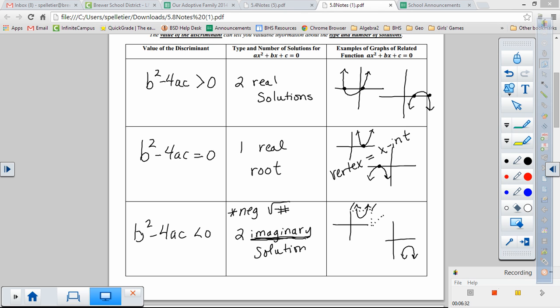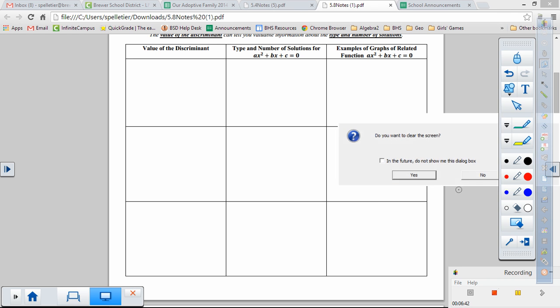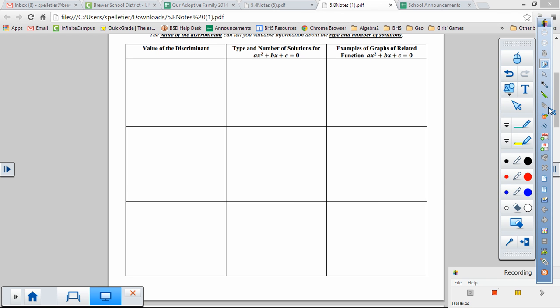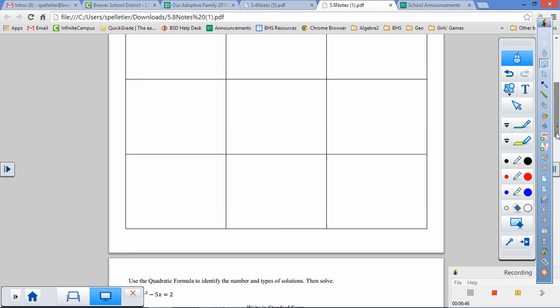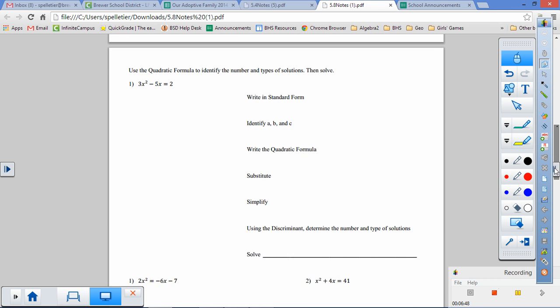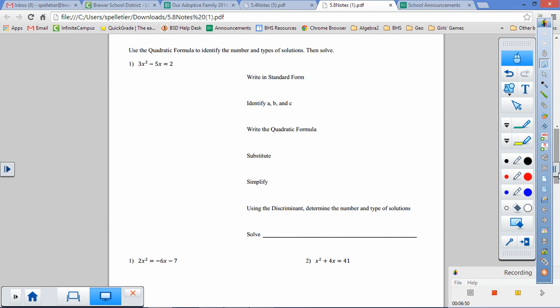So let's talk about this. I'm going to scroll the page up, and you're going to move on to the next page, and we're going to actually practice one. Okay? So use the quadratic formula to identify the number and types of solutions and then solve. So first we have to write it in standard form because the 2 is on the wrong side of the equation. So let's move it over. 3x squared minus 5x minus 2 equals 0.